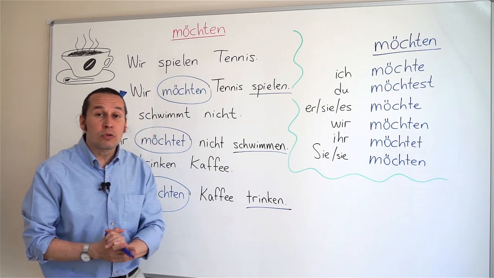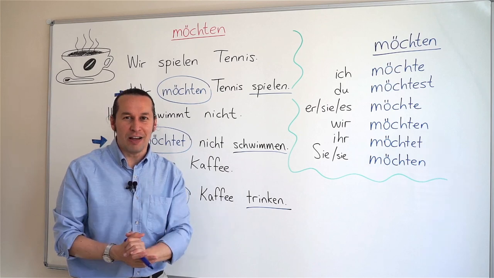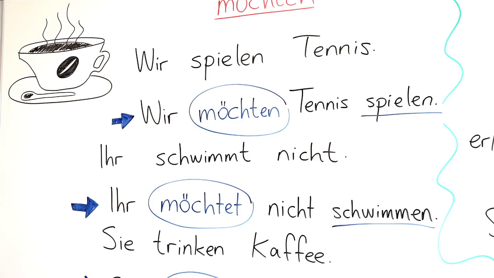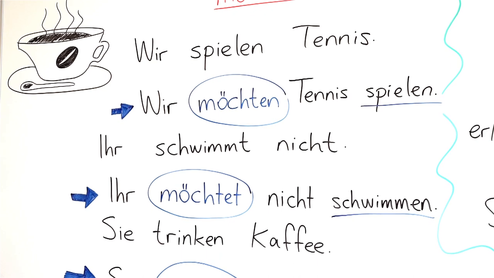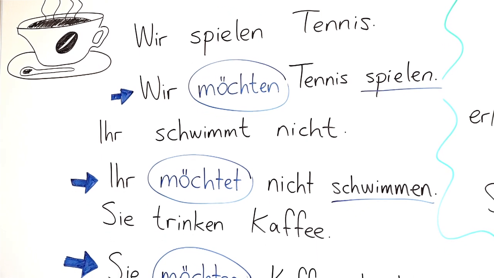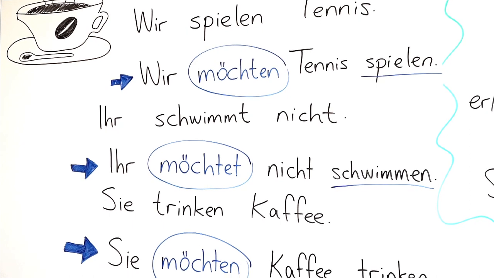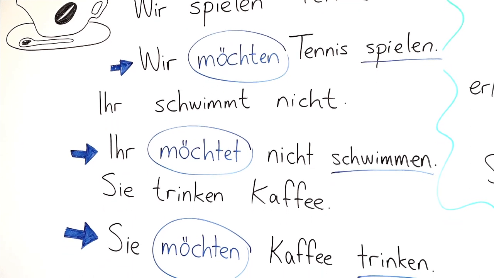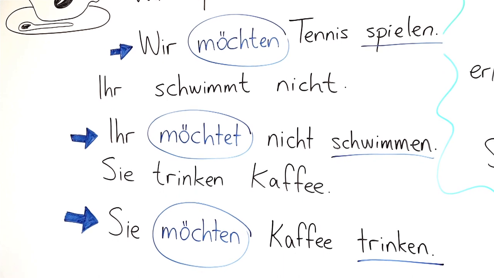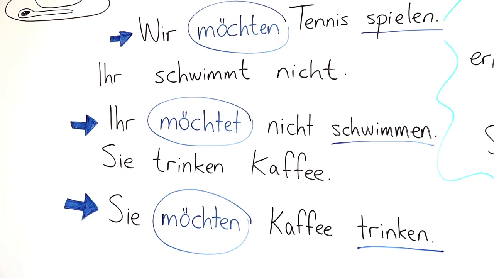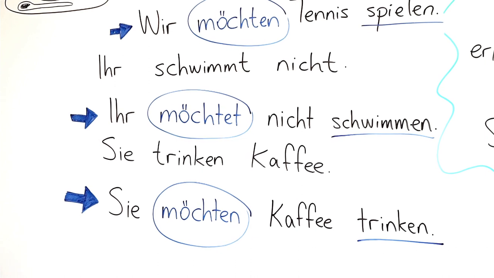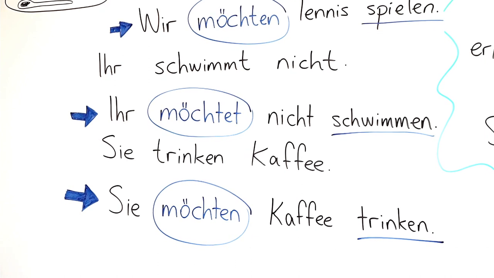So, if this was too fast for you, I want you to repeat after me, please. Wir spielen Tennis. Wir möchten Tennis spielen. Ihr schwimmt nicht. Ihr möchtet nicht schwimmen. Sie trinken Kaffee. Sie möchten Kaffee trinken.